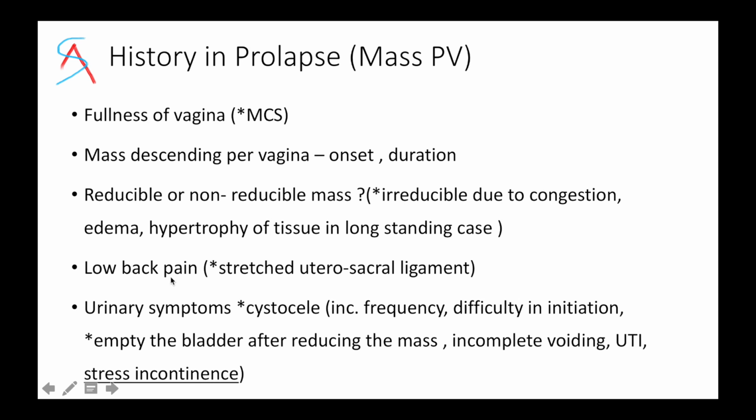Prolapse would be associated with low back pain because of stretching of the uterosacral ligaments. That's why after rest of 6 to 7 hours, the pain will subside. They will have urinary symptoms, like with cystocele there will be increased frequency and difficulty in initiation. Some patients will even give a history that she is able to micturate only when she reduces the mass. You have to ask the history of UTI because urine stasis will occur. Stress incontinence can occur in prolapse.